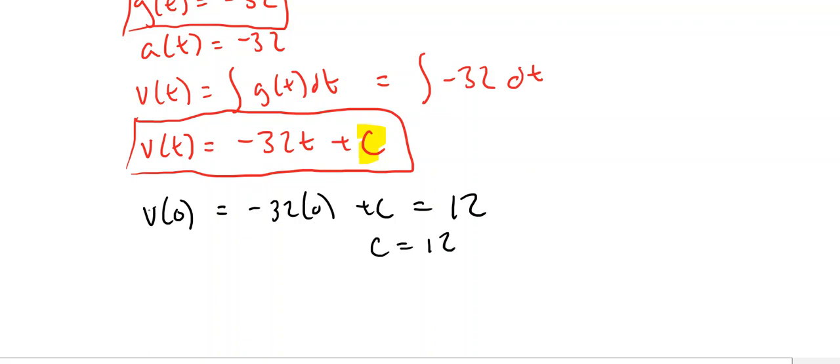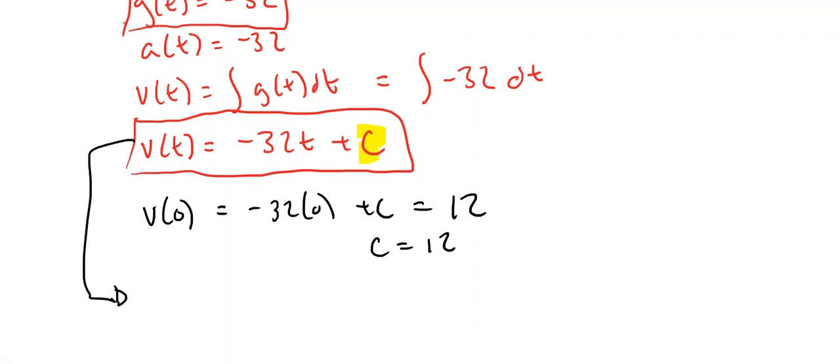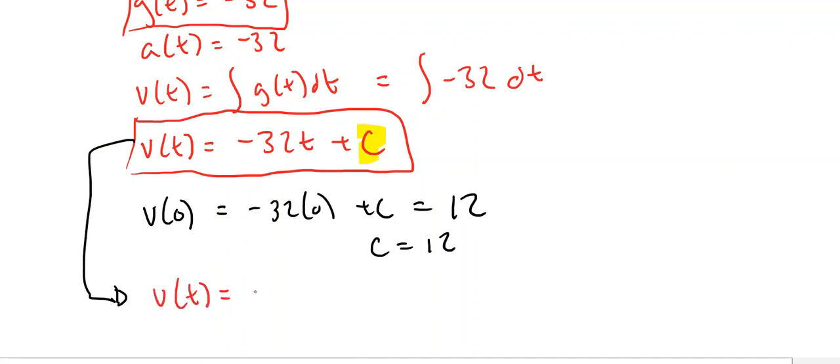So all I'm doing is initial velocity means at t equals 0. Initial velocity is at time 0. So at time 0, I have an initial velocity of 12. I just put that into that equation. So now my velocity equation is v of t is equal to negative 32t plus 12.